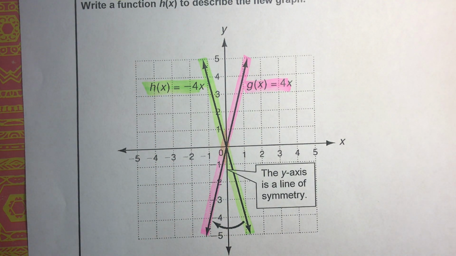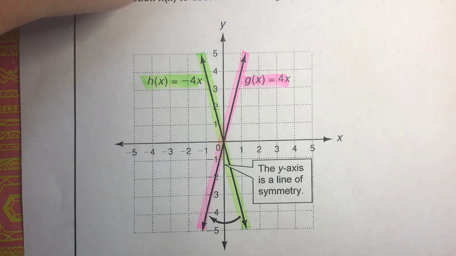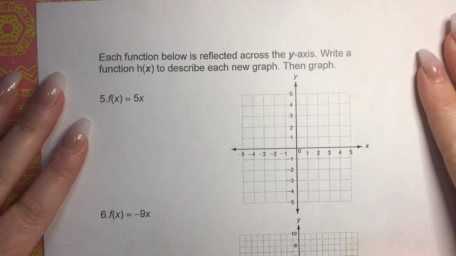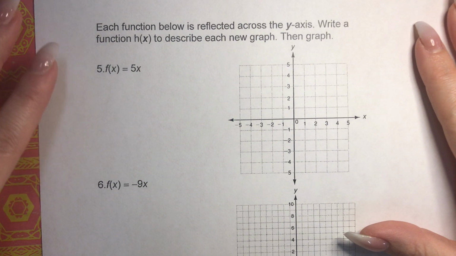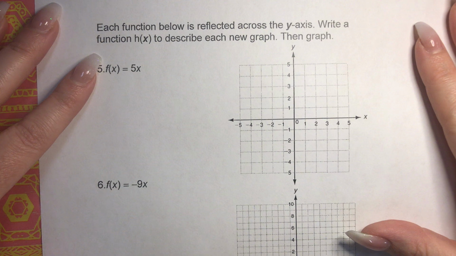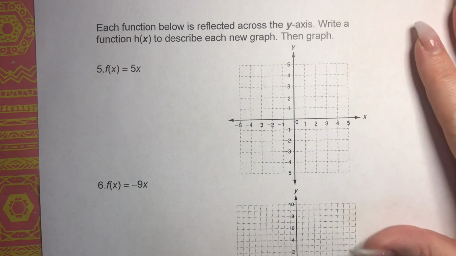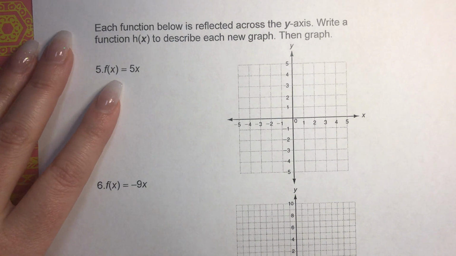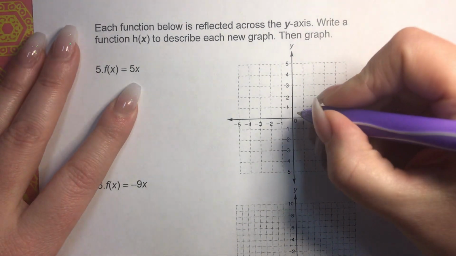All right, let's go ahead and look at a few examples. So for these problems, it says each function below is reflected across the y-axis. Write a function h of x to describe each new graph, then graph it. So these are super easy. I love them. Okay, so for f of x equals 5x, let's just go ahead and graph that first.